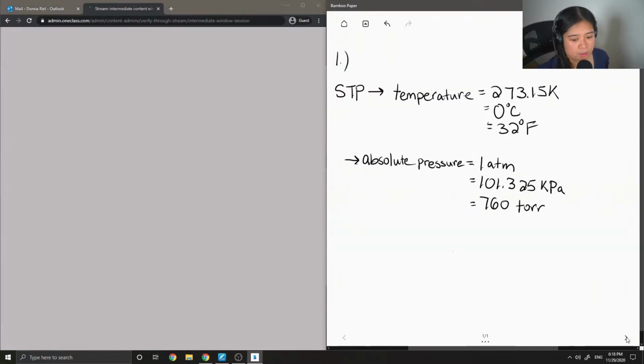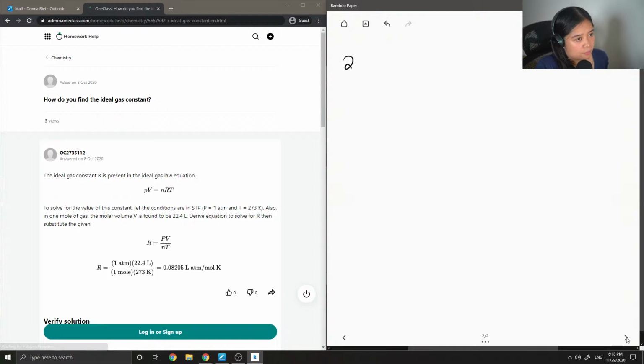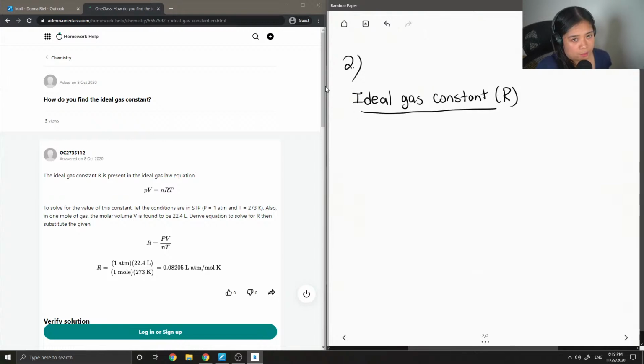Okay, so moving on to question number 2. Pretty much just asks, how do you find the ideal gas constant? So the ideal gas constant can also be denoted as R. And I can just show how we can derive this constant. So we're going to start off writing the equation PV equals nRT. So P stands for pressure, and the standard pressure is just 1 atm.